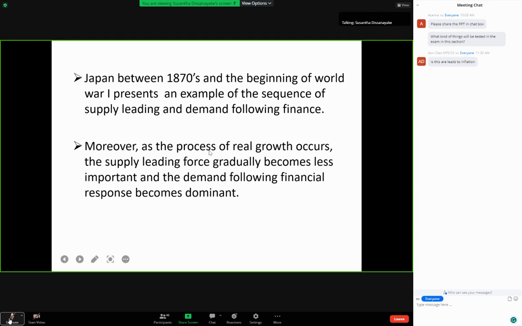Moreover, as the process of real growth occurs, the supply leading forces gradually become less important and the demand following becomes dominant. And what is this point? As the process of real growth occurs, supply leading gradually becomes less important. Anyway, when the economy is growing, its direction is to the financial development. So when economic growth happens first, then financial development follows, it won't go the other way around. That's the idea here.